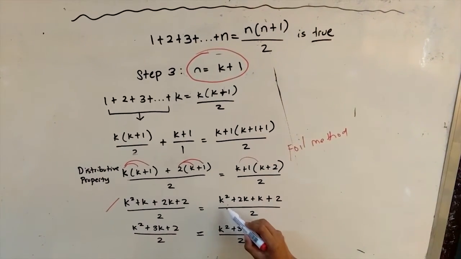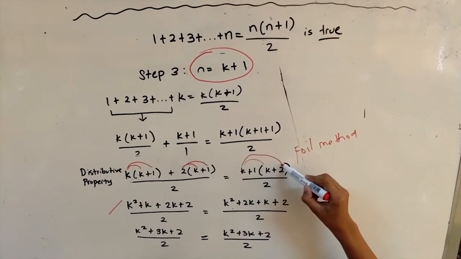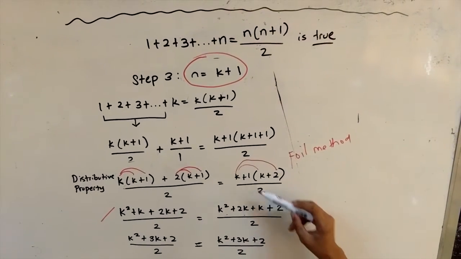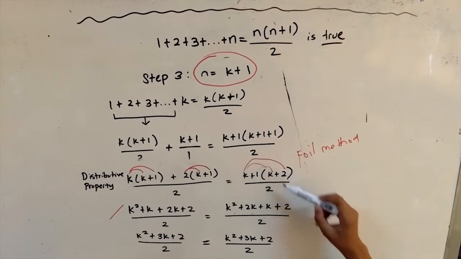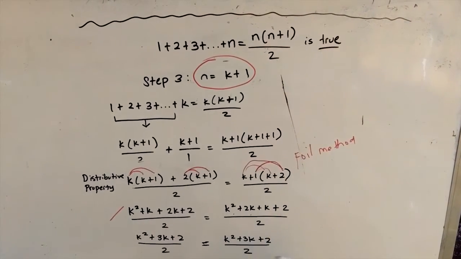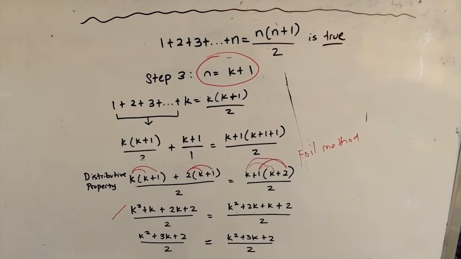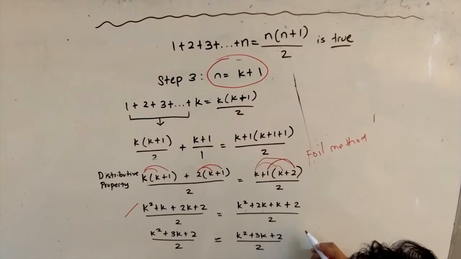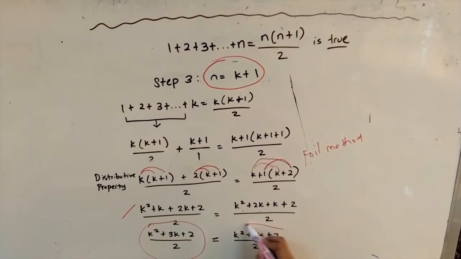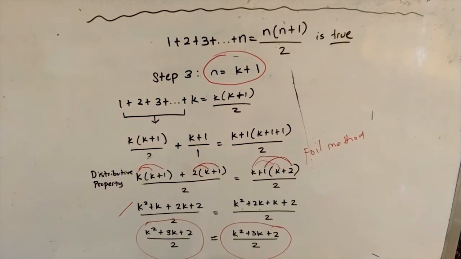First, we have k squared. Then, the next step, 2k. And we have 2k here. Then, k. And finally, the last. We have k squared plus 2k plus k plus 2 over 2. We're going to simplify the numerators. Then, we come up with this answer. So, you can see, they are the same. So, they are true.